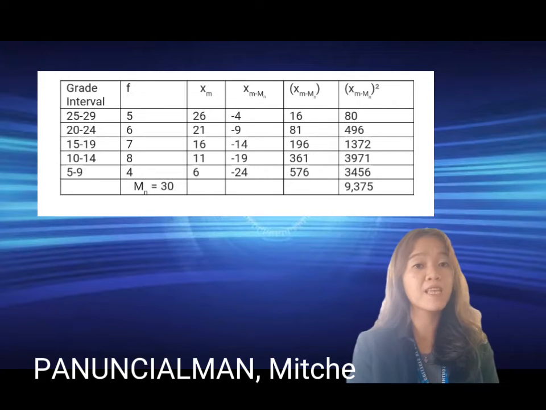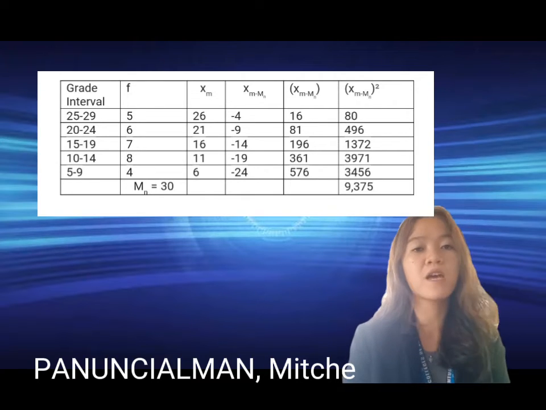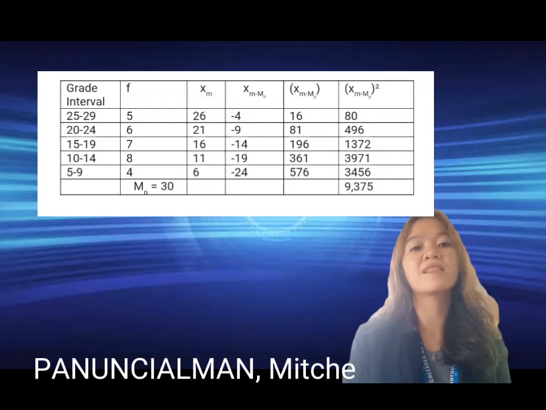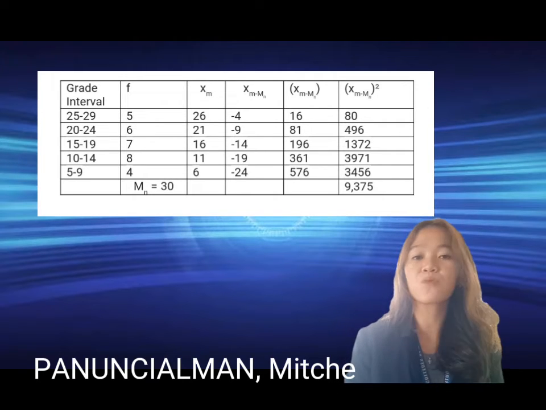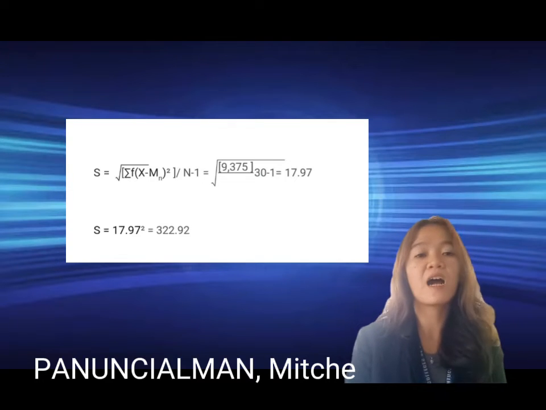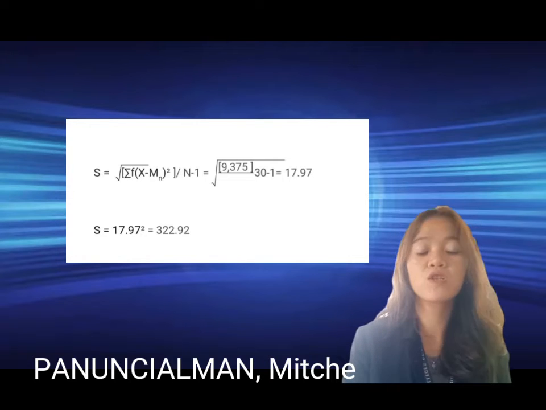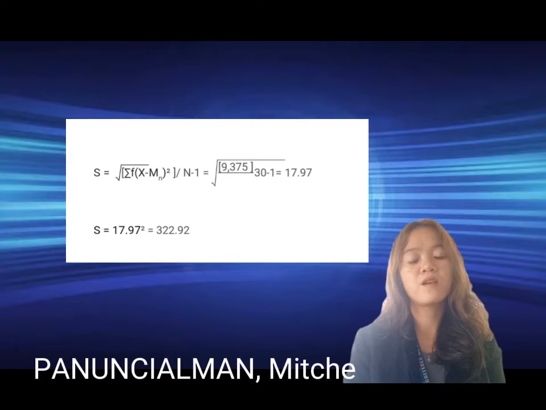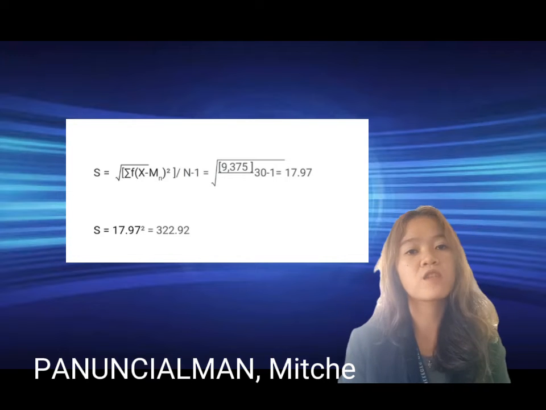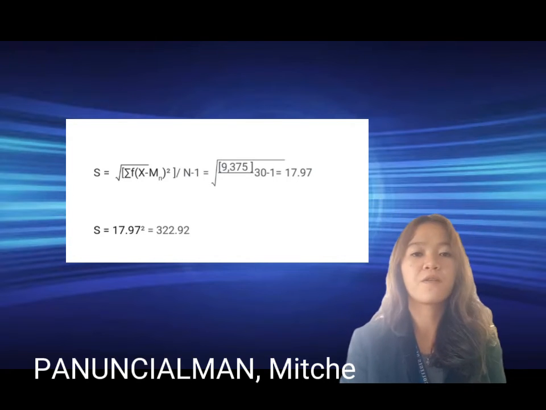Next, square xm minus mean, so negative 4 times negative 4 gets a positive 16. Next, multiply again, 16 times the row frequency, which is 5. 16 times 5 equals 80, followed by the others. After that, let us add all. Let's go back to the formula and substitute all the variables there. After you substitute, let's just follow the formula to get the final answer.